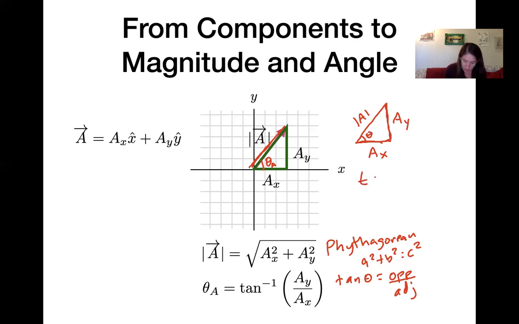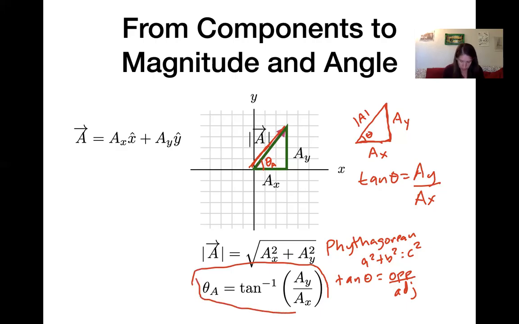And so tangent of theta is opposite, which, what is opposite this angle? A sub y. And then what is adjacent to this angle? A sub x. All right, and if we want to solve for the angle, we just take the inverse tangent of both sides. And that's how we got this formula down at the bottom, right here.